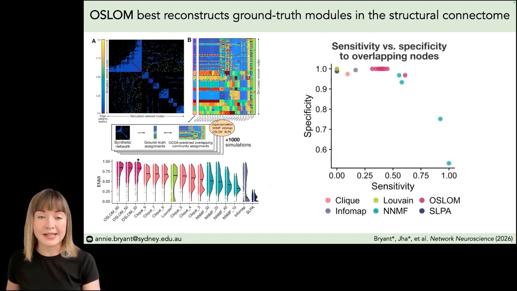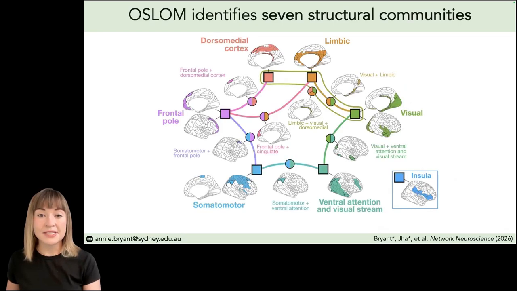For robustness analysis, we also confirmed that the Oslam algorithm struck an optimal balance between sensitivity and specificity of recovered overlapping node identity in particular. So our implementation of Oslam to the right hemisphere structural connectome yielded 7 communities that were anatomically and functionally specialized and primarily spatially contiguous.